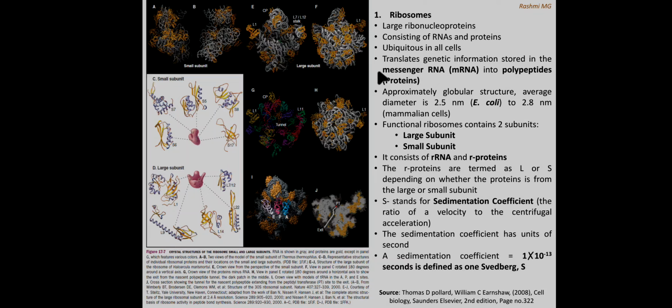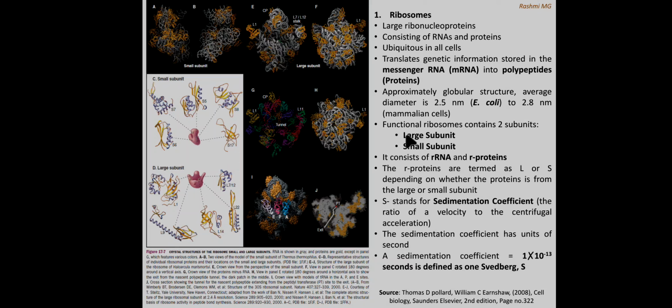So what is the function of ribosome? It translates genetic information stored in the messenger RNA into the polypeptide. If you remember the central dogma of molecular biology, there is DNA, RNA and what? Protein. The DNA to RNA process is known to be transcription, and mRNA to protein is known to be translation. The second step of the central dogma of molecular biology is dealt with by ribosome. Approximately the structure is globular, as you will write 8 shaped. No, it is globular in structure.